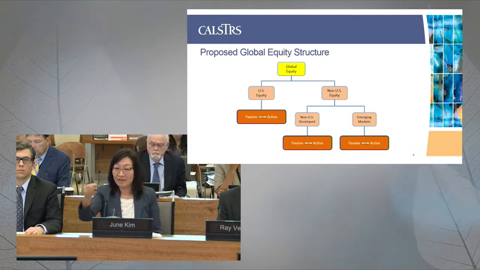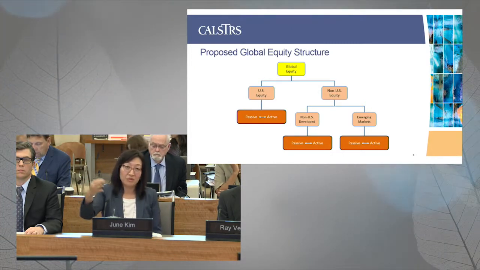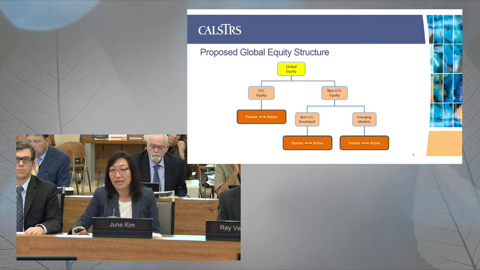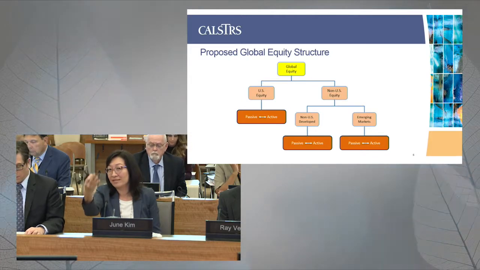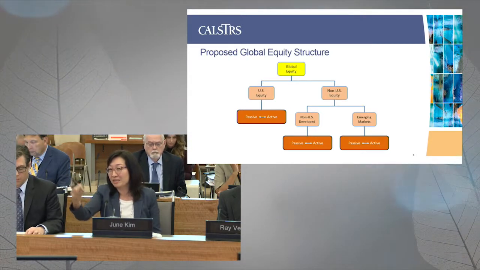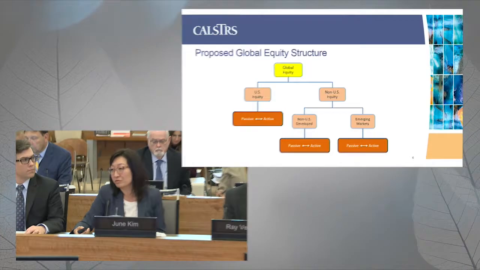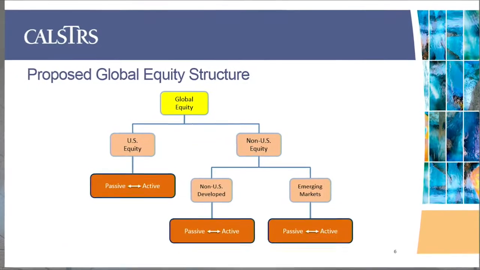And rather than hard targets, we'd be able to move between passive and active strategies depending on where we found opportunities in each of the different regions. And we could even go more passive in one region, less passive in another. The bottom line being more flexibility, which enables us to seek better risk return for the overall composite.